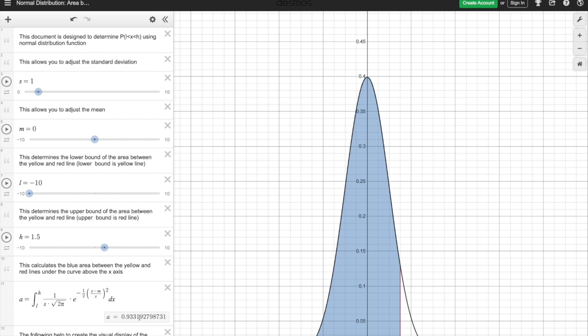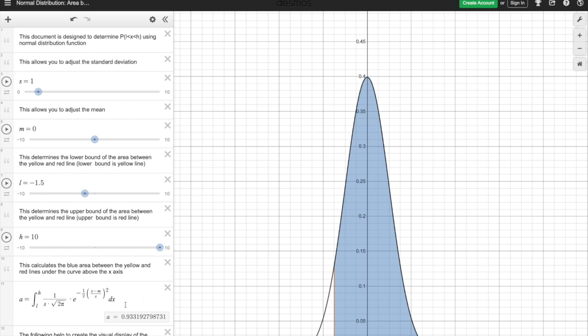Let's go ahead and try another problem from the self-check where we were asked for the probability to the right of -1.5. So we'll have to change our lower limit to -1.5 by dragging the slider, and then the upper limit will move all the way to the right as far as we can. So now the blue area represents everything to the right of -1.5.